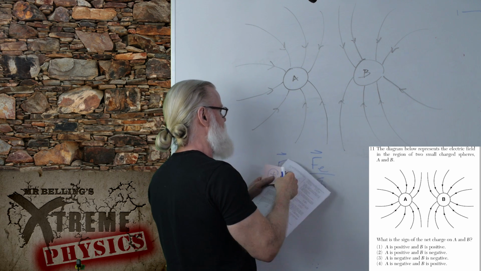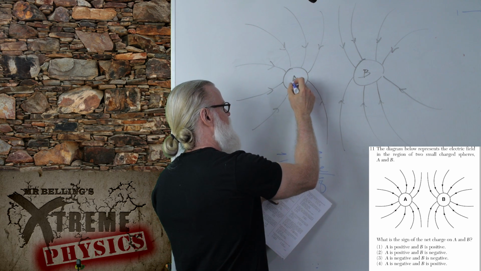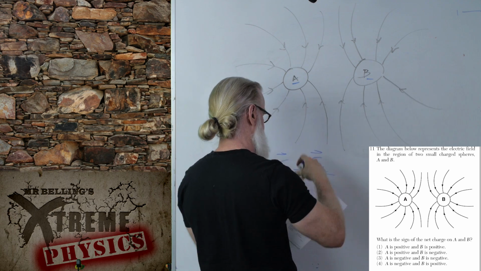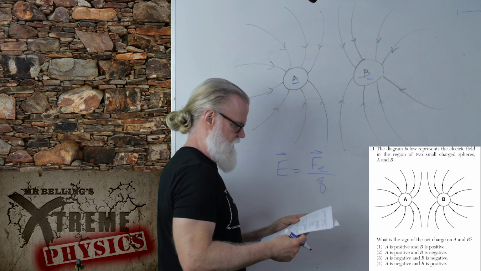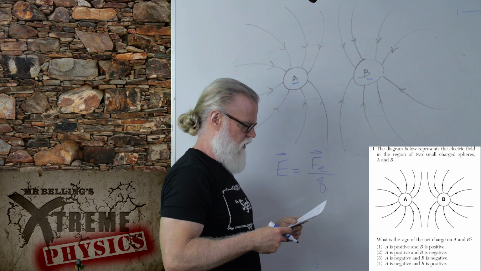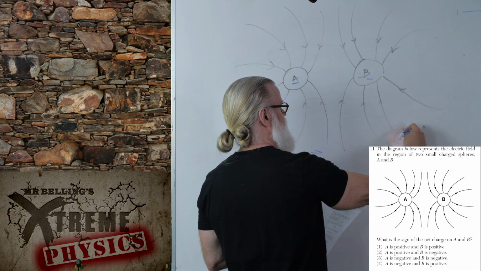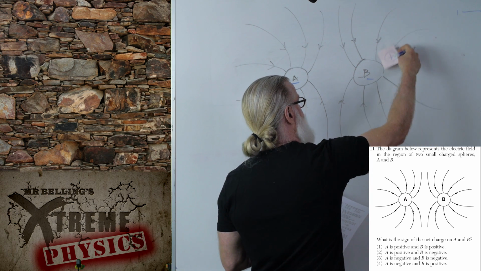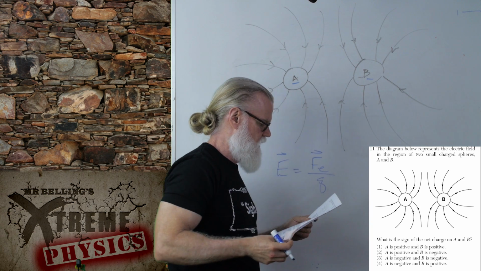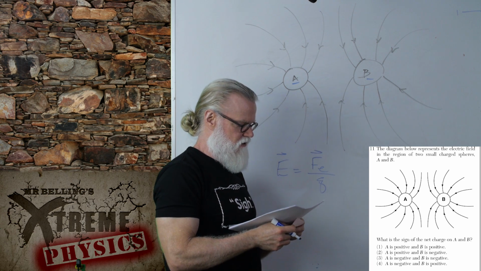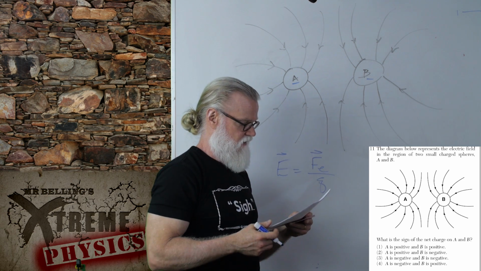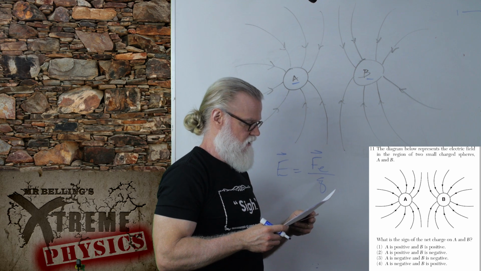So if this is positive and it's attracted, these must be negative. Both of them are negative because I see that either way, when I put it there, it's going to feel a force coming in like that. What is the sign? They're both negative. Which one's that? Three.